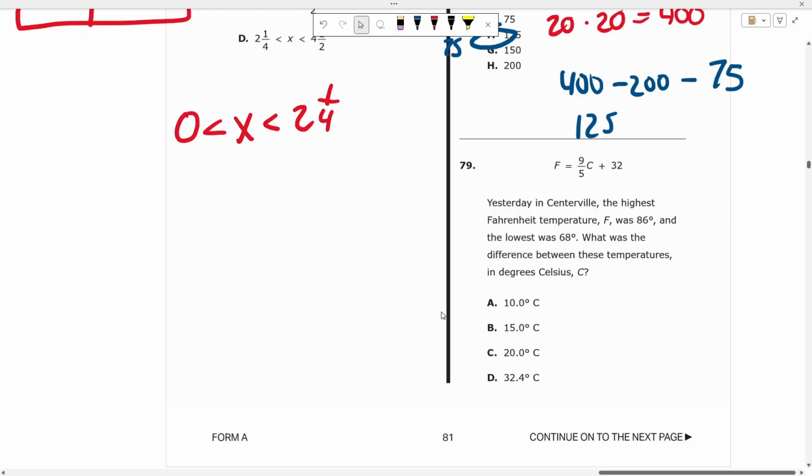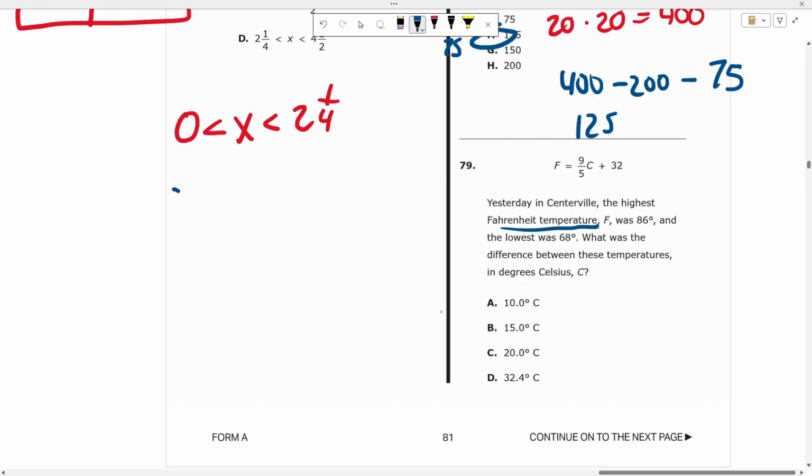79 says that yesterday in Centerville, the highest Fahrenheit temperature F was 86 and the lowest temperature was 68. What is the difference between these temperatures in degrees Celsius? So all you have to do is convert these into degrees Celsius. So we know that the highest was 86.